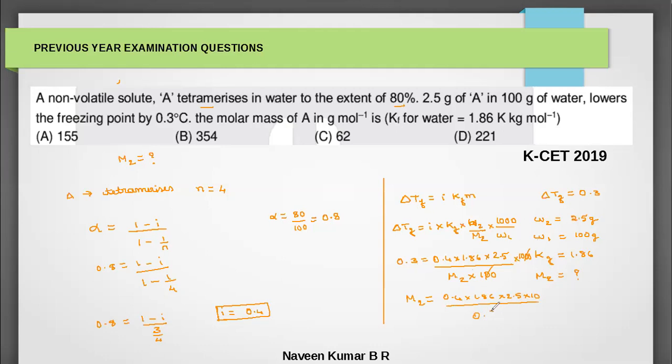You don't want to go into detail with the exact answer. You can go with a nearer value to find the answer. You can consider approximately 1.86 as 2. So 2 into 0.4 will be 0.8: 4 into 2 is 8, 8 into 10 to the power of minus 1, that is 0.8. 2.5 into 10 is 25. So 25 into 0.8 divided by 0.3, the answer will be closer to 60.